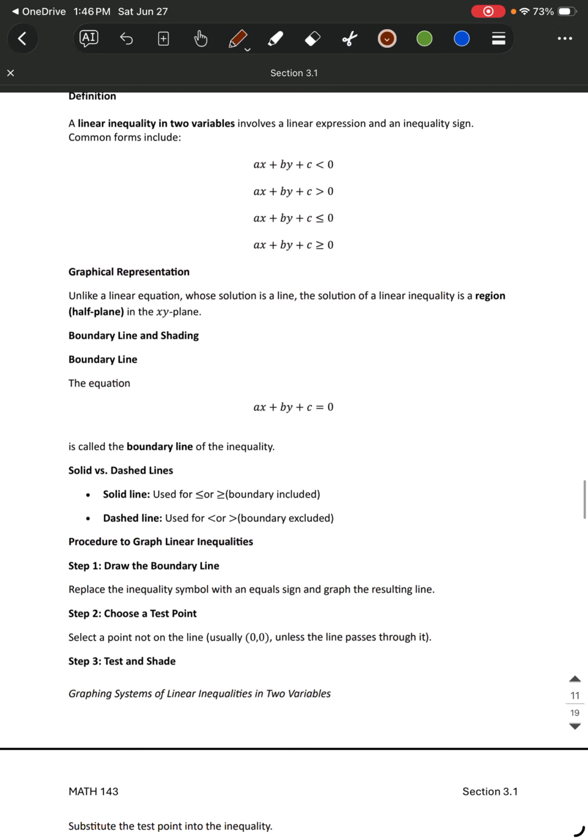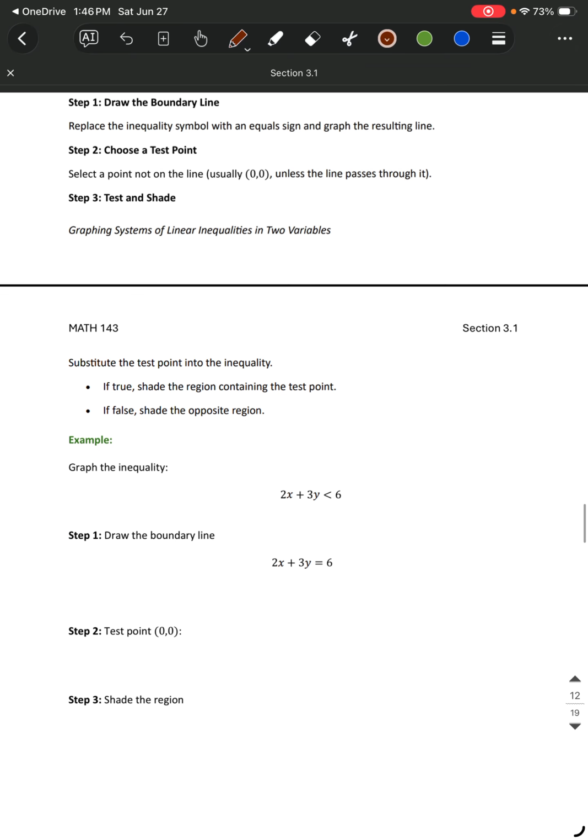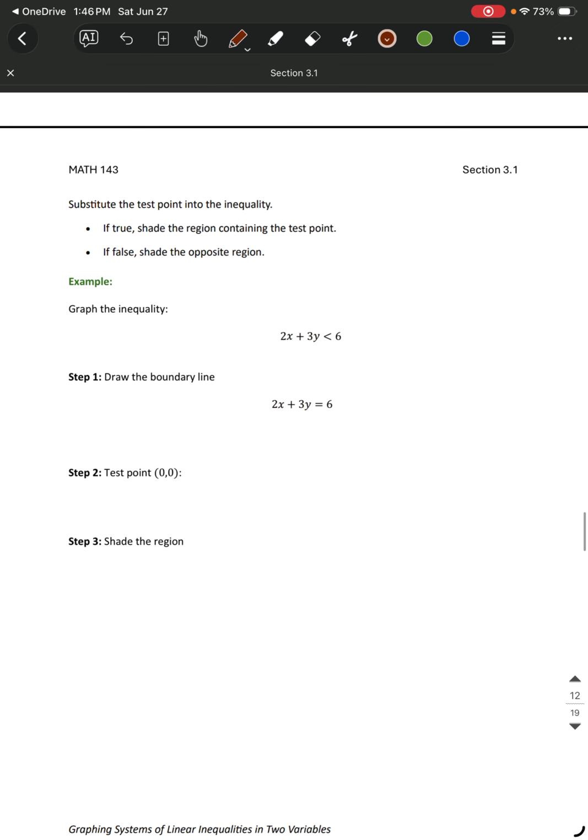So all the theory part is here. Let's see the exercise. Example: 2x plus 3y less than 6. So the boundary line is the equation 2x plus 3y equals 6. Now you can determine whether the boundary line should be dashed or solid. It is just a less than sign, no equality, so a dashed line.